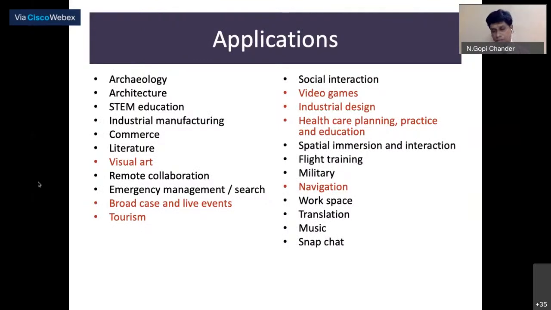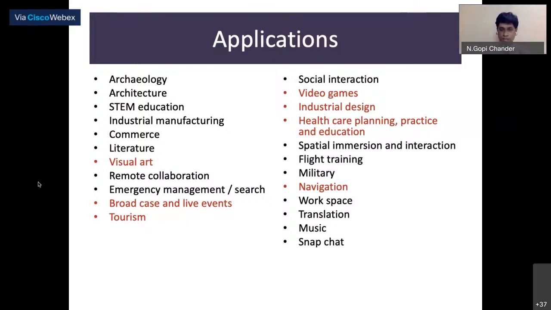So applications of augmented reality are used across various disciplines. The major areas include visual art, tourism, where they try to promote tourism, and widely used in video games, industrial design, education and healthcare planning, and education again, which is of major concern for us. Obviously, all these were used initially in the military, flight training and navigation systems. The latest one is in our social platforms like Snapchat, which is part of these applications.